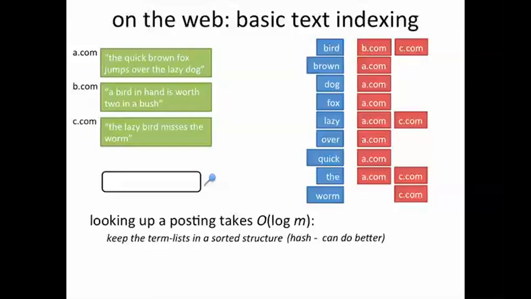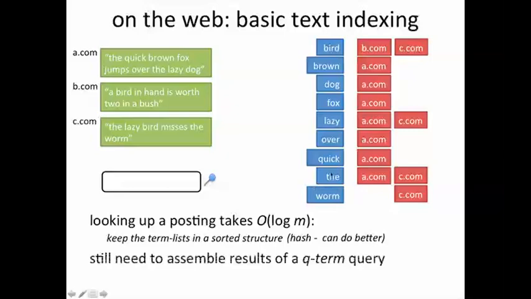We also have to assemble the results that we get when we look up these words. For example, if you have few terms in your query, like the bird, two terms in this case, you have to look up the word the and get a.com and c.com. Look up the word bird, getting b.com and c.com. And you have to assemble the results, which consists of all three documents, and also order them so that the document c.com comes first because it matches both the words in your query, unlike a.com or b.com, where only one word matches.